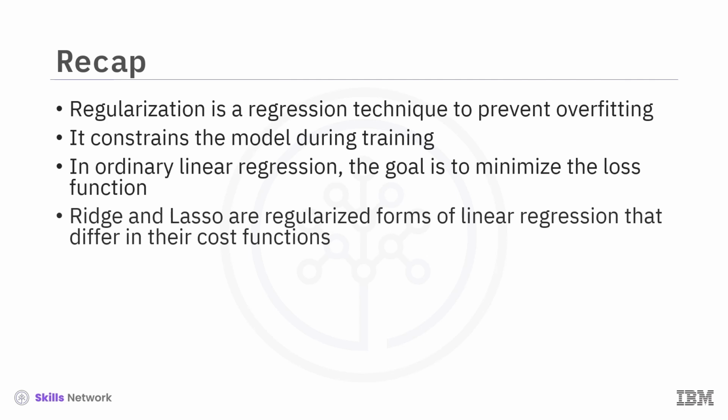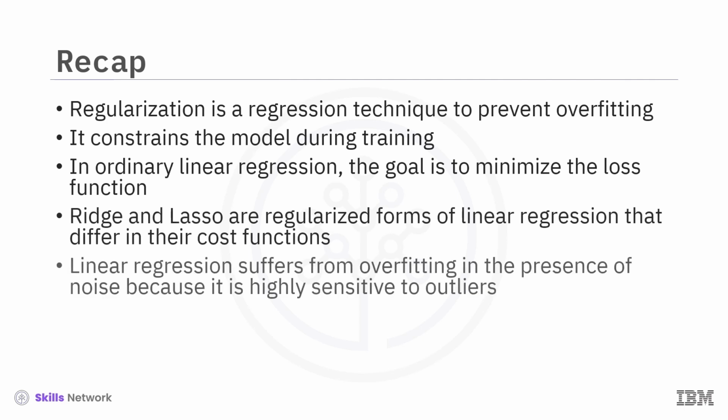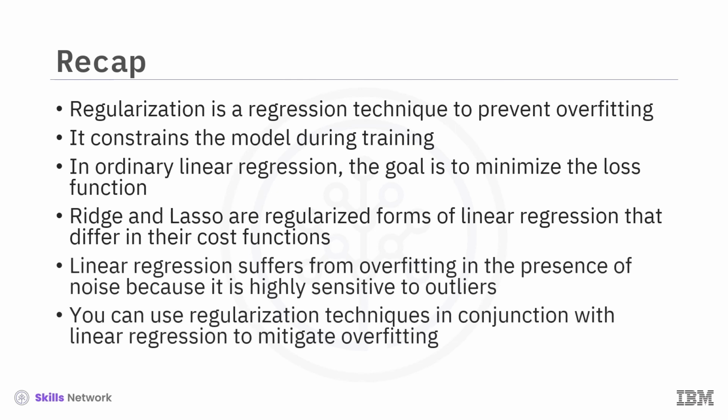Regular linear regression has no penalty term, while ridge regression uses an L2, or sum of squares penalty, on its coefficients, which helps to shrink them. Lasso regression uses an L1, or sum of absolute values penalty, on its coefficients. Linear regression suffers from overfitting in the presence of noise because it is highly sensitive to outliers. You can use regularization techniques in conjunction with linear regression to mitigate such errors.